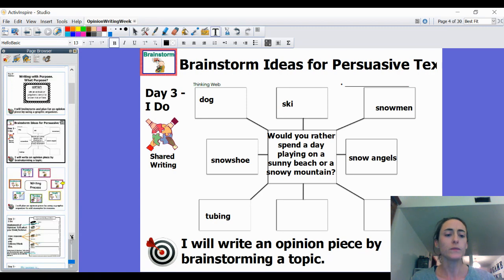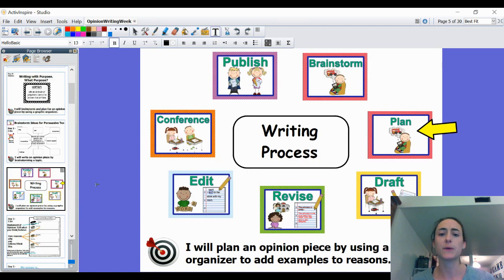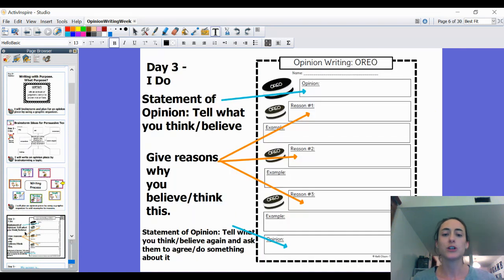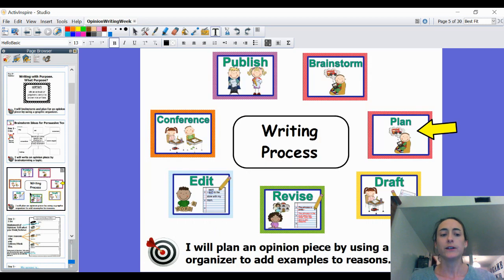Okay. So today's next part of the writing process is going to be planning. You will see that your planning page looks like this. Okay. So let me go back. We already brainstormed. That's what I just did a minute ago. You can do that on a separate sheet of paper if you would like. Or if you think you're ready and have some ideas, you can jump right into your plan.